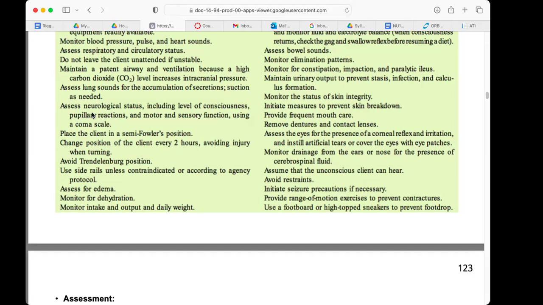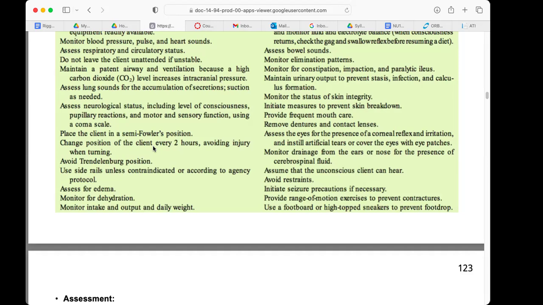Because with dehydration the blood pressure is low, the heart tries to compensate and the heart rate increases. So the blood pressure is low, the heart rate is high. Ways to monitor for dehydration: check the heart rate, check the blood pressure, check skin turgor, check urine output. Okay, so those are some ways that you can check.